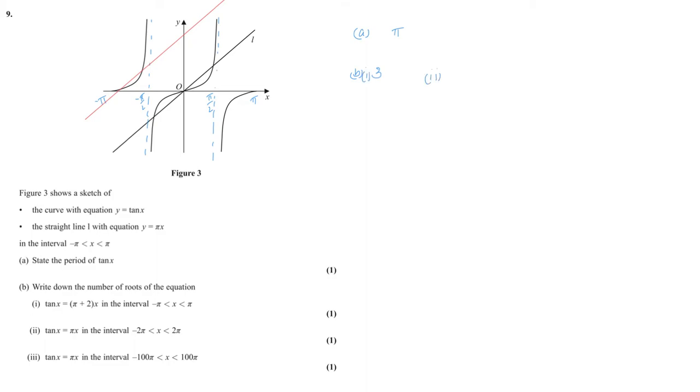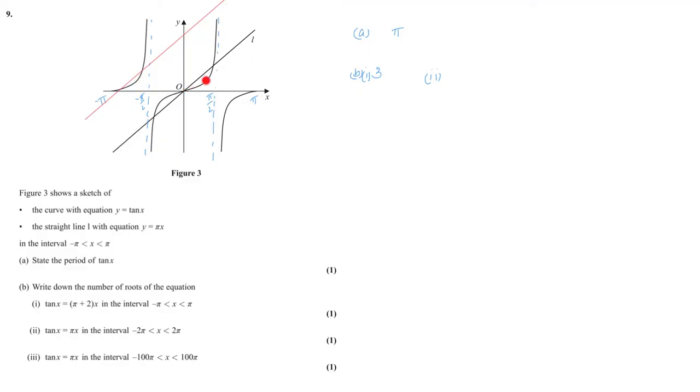Now for part 2, we've got, where does this line cross the tan graph between minus 2 pi and 2 pi. Right, so if I look to the right, it's going to cross 1. This one goes to pi here, then it's going to go up. So it's 2. And then, yeah, it's 2 on each side.